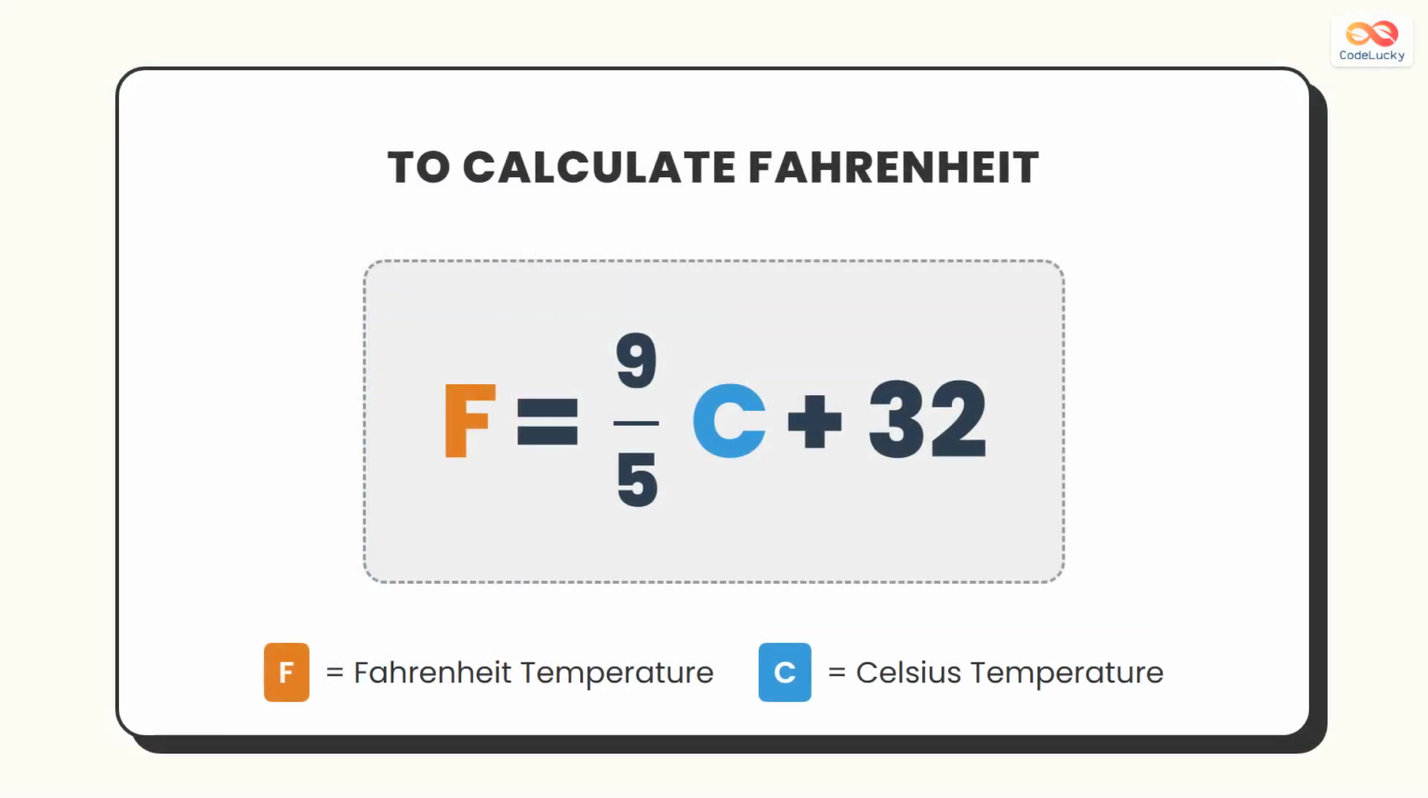Here is the golden formula you need to remember. F equals 9/5 times C plus 32. This equation allows you to take any temperature in Celsius, multiply it by a fraction, and add an offset to find the Fahrenheit equivalent.